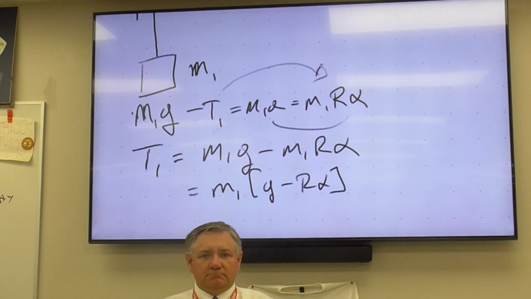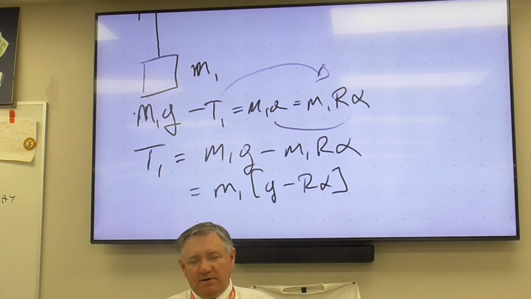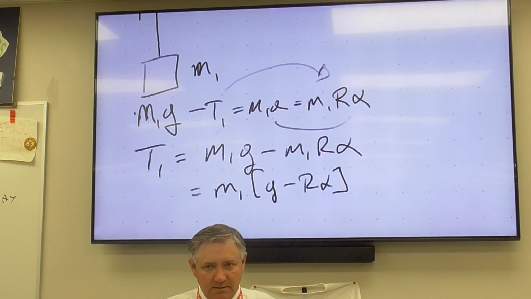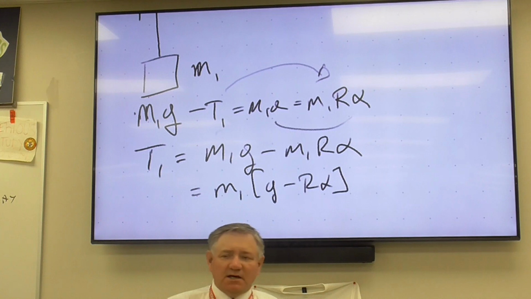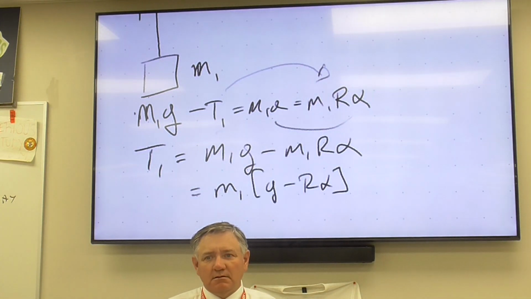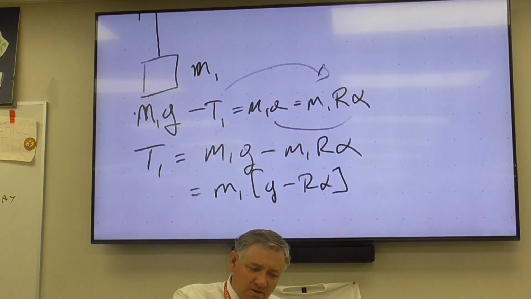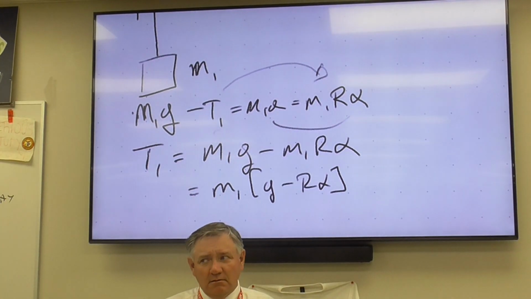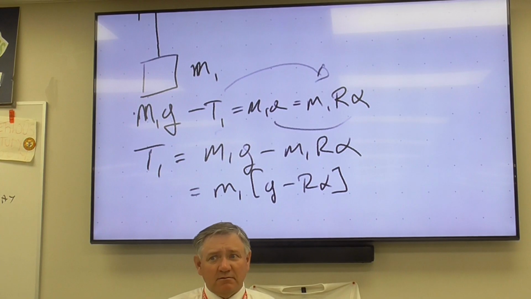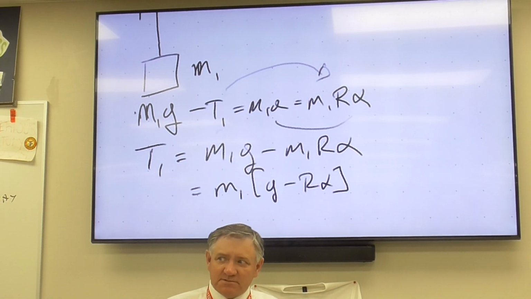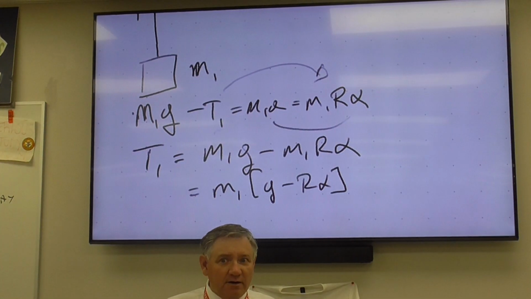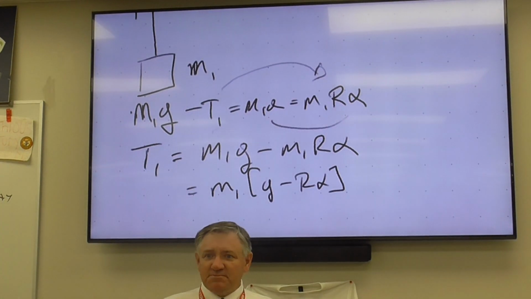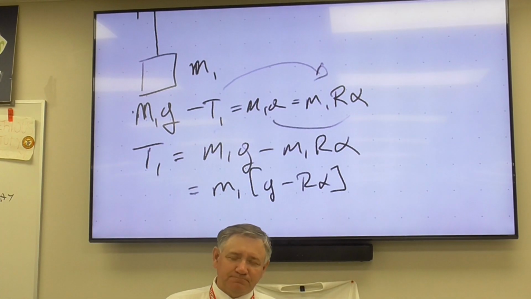Now, are the units going to be the same on everything that you're going to try and subtract? They have to be. What's G in? Meters per second squared. What's R in? Meters. What's alpha in? Radians per second squared. So you get meters per second squared minus meters per second squared. If you don't, guess what? The equation fails at this point.